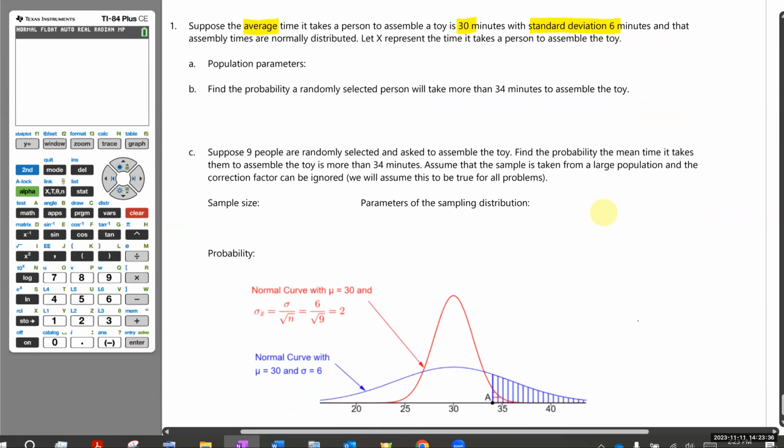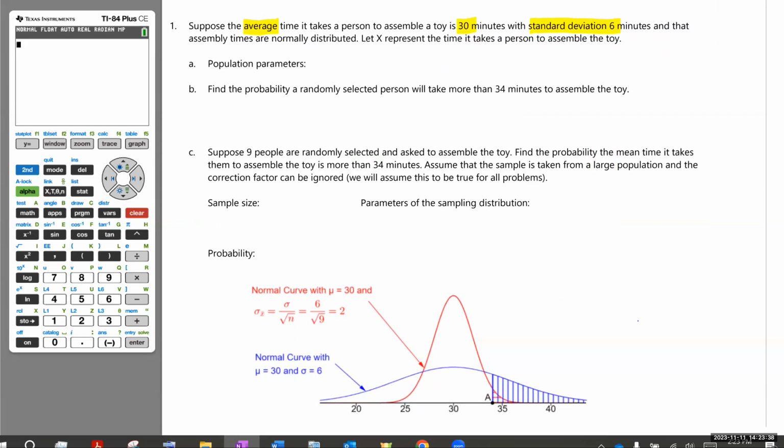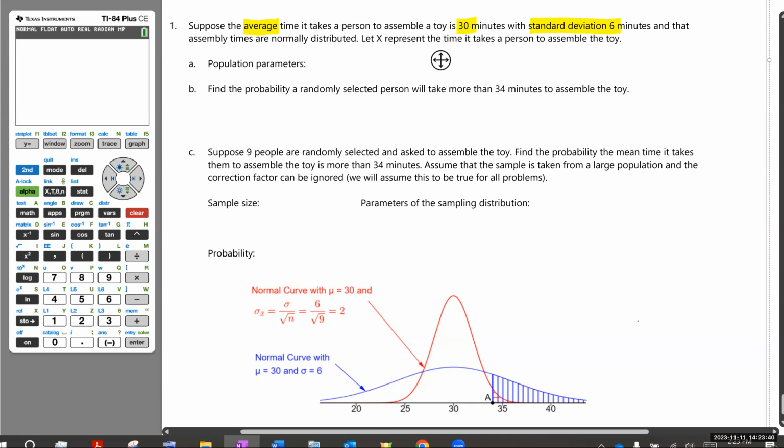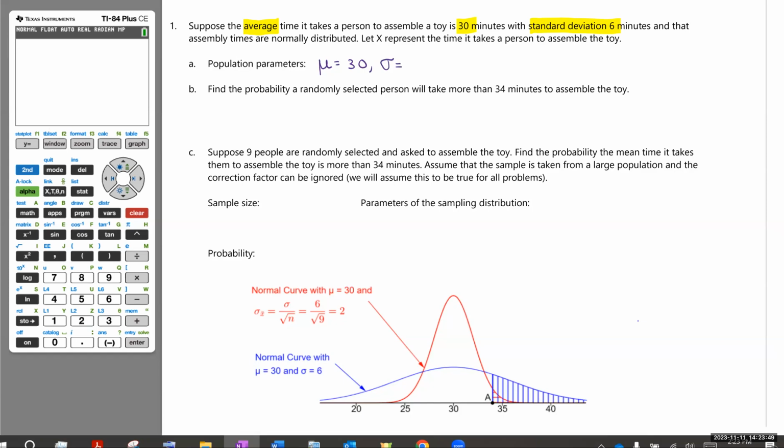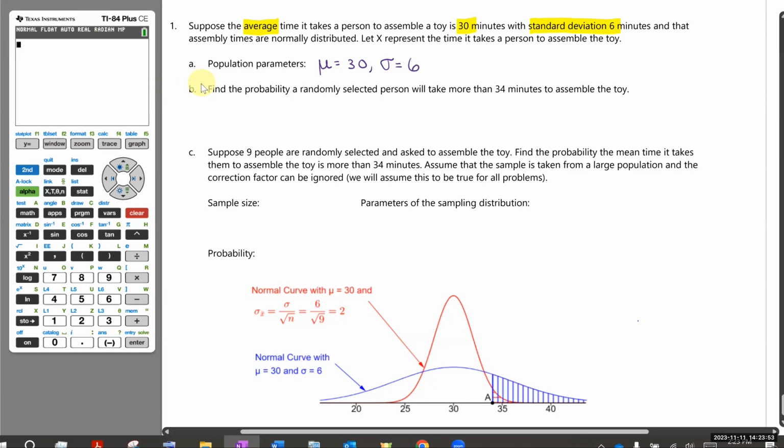All right, so let's write down our population parameters. Always good to focus on correct symbols here. So mu, population mean, is 30. And sigma, population standard deviation, is 6. And then it says, find the probability that a randomly selected person, so they're picking a singular person, we want to know the probability it takes them more than 34 minutes to assemble the toy.